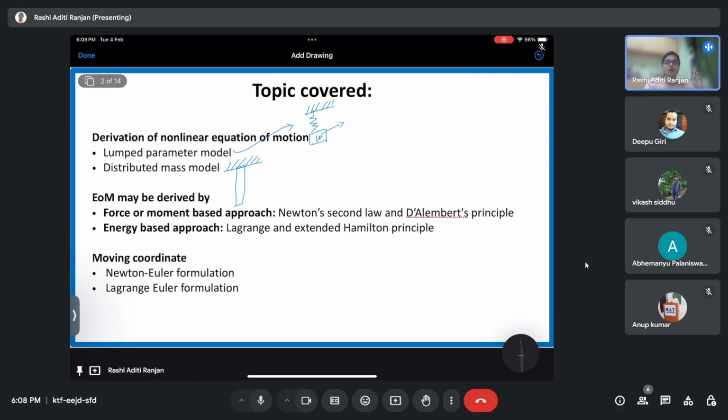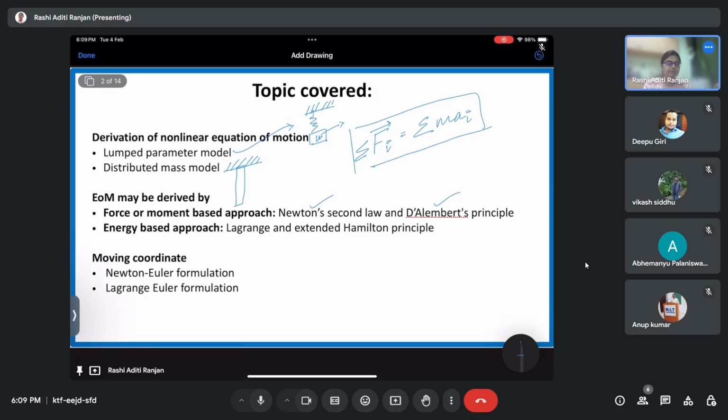One is the force or moment based approach. What does it mean? Here we consider only the forces and the moments, and then we derive the equation of motion. It has two laws. The first one is Newton's second law and the second one is D'Alembert's principle. Newton's second law, you all know: summation of all the forces is equal to summation of mass into acceleration. This is your Newton's second law, right?